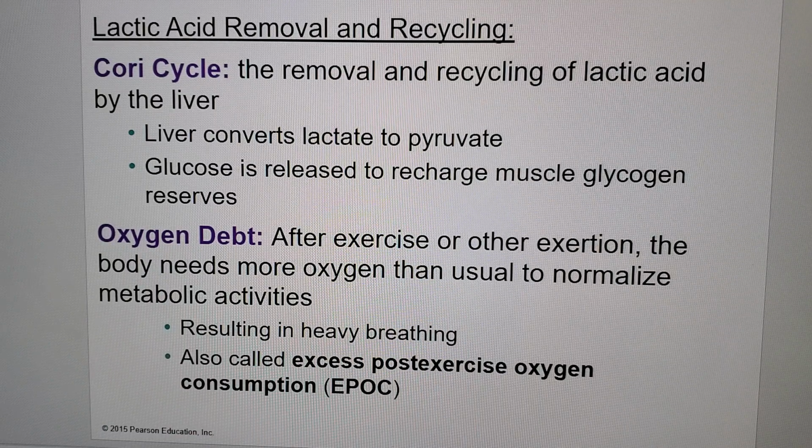Oxygen debt: this is after exercise or exertion, and the body needs more oxygen than it usually does to be able to normalize its activities. The person's going to breathe very, very heavy, a lot of heavy breathing to replace that oxygen debt. It's not really an excess because the body actually really needs it, but it's called excess post-exercise oxygen consumption, EPOC. Oxygen debt.